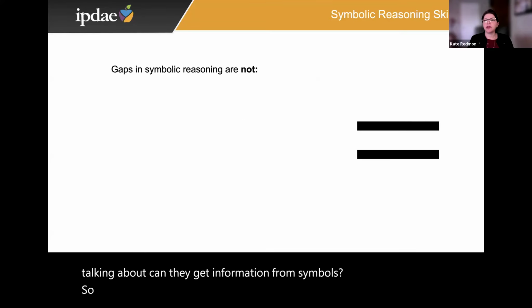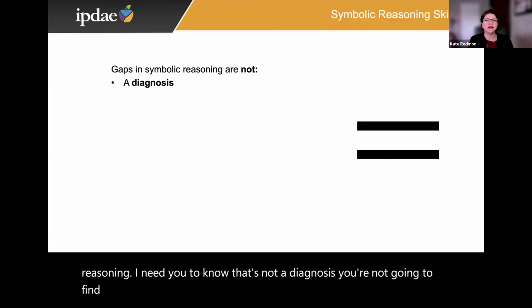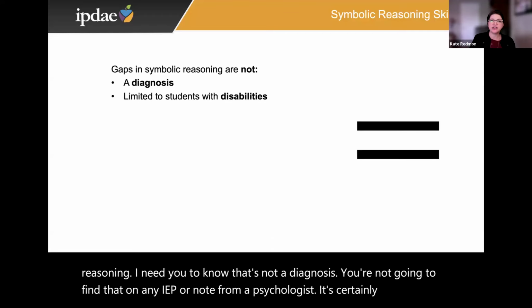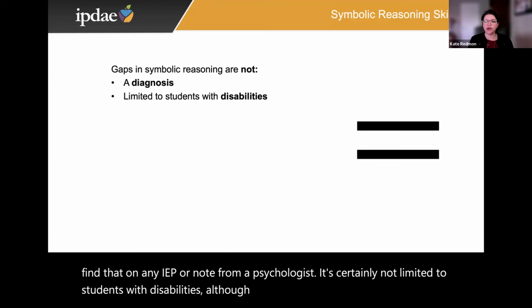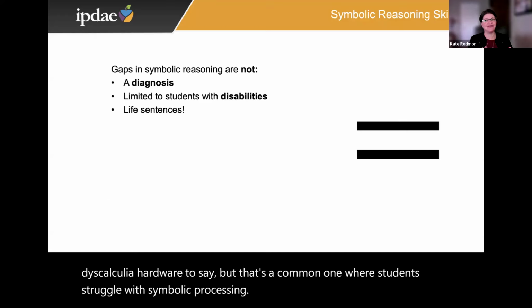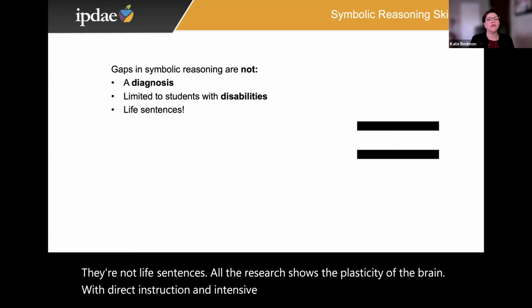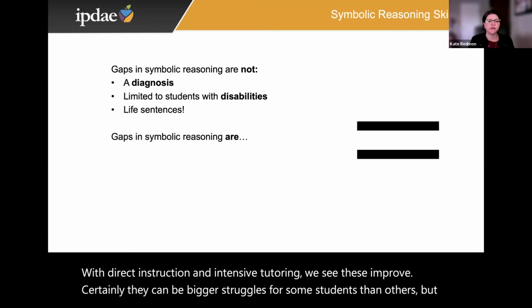So again, gaps in symbolic reasoning. If your students struggle with reasoning, I need you to know that's not a diagnosis. You're not going to find that on any IEP or note from a psychologist. It's certainly not limited to students with disabilities, although it tends to be much more common, like dyscalculia, hard word to say. But that's a common one where students struggle with symbolic processing. They're not life sentences. All the research shows the plasticity of the brain with direct instruction and intensive tutoring. We see these improve. Certainly, they can be bigger struggles for some students than others, but we definitely see improvements.